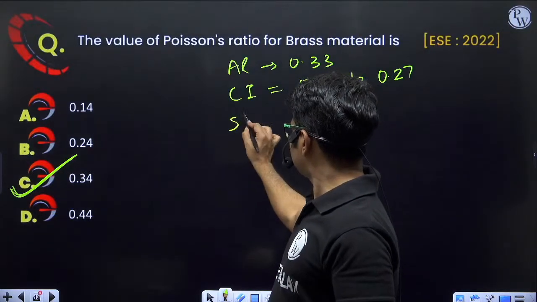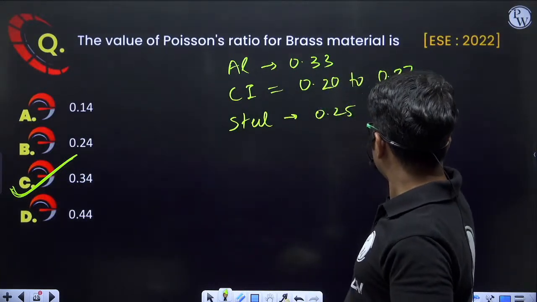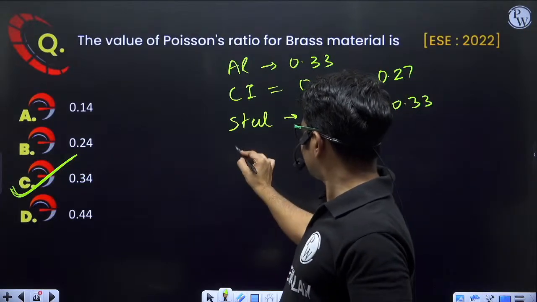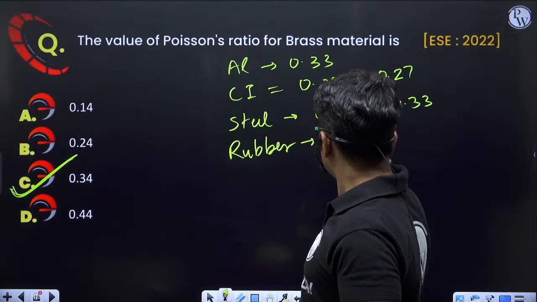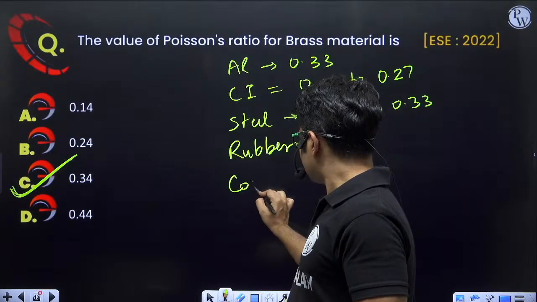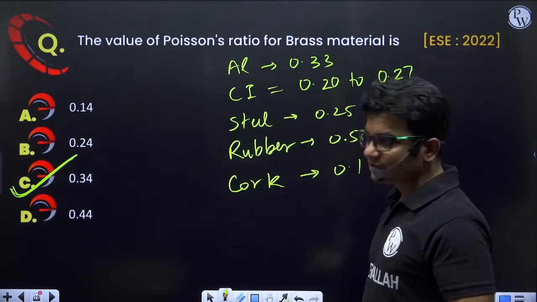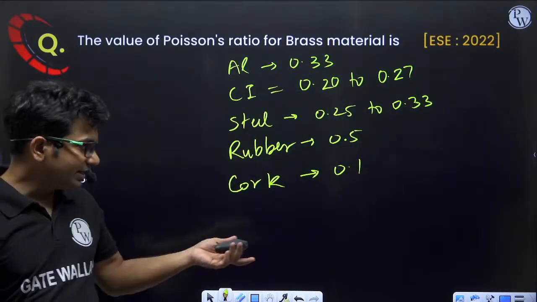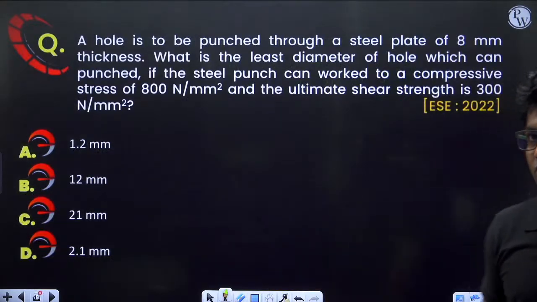For steel it will be 0.25 to 0.33. For rubber it will be 0.5. For cork it will be 0.1. So these are the values of Poisson's ratio for various materials, and there are some more materials that I teach in the class, and you should remember these values. Okay, let's move on to the next question.